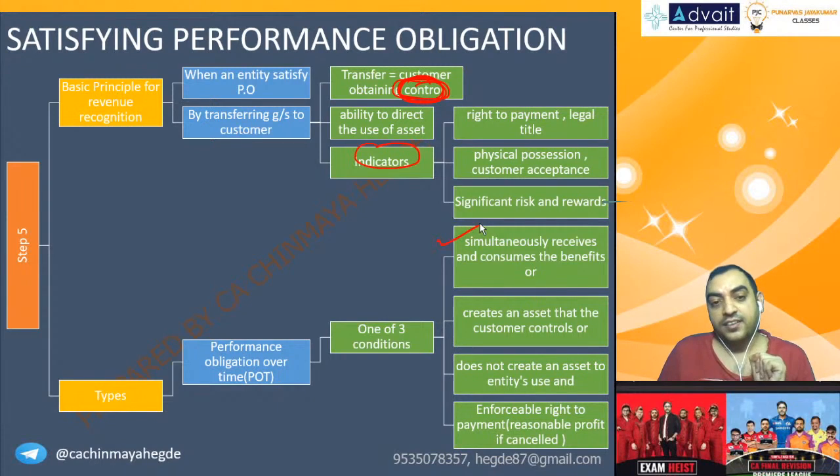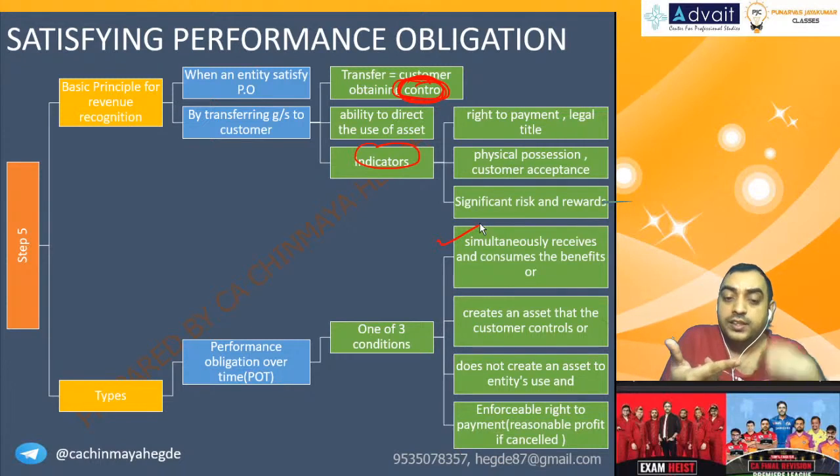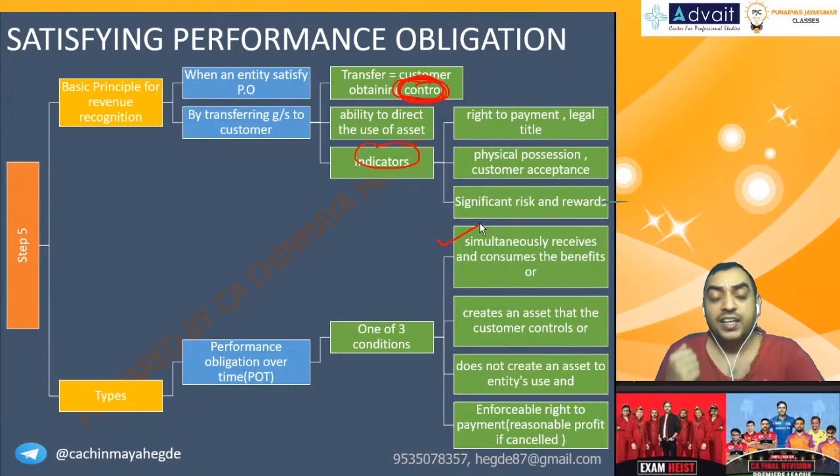On the other hand, think about another situation. You have the agreement in such a way that as and when one lift is installed, the customer can use it. Next lift, the customer can use it. That is, the customer is getting control of the product. Therefore, it qualifies as performance obligation over time. So as and when one lift is installed, you can start recognizing revenue.